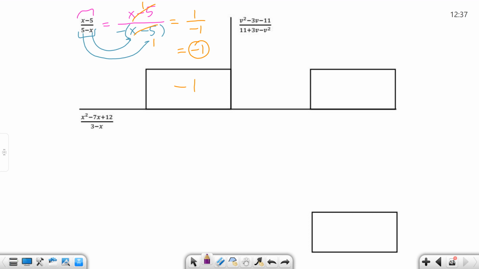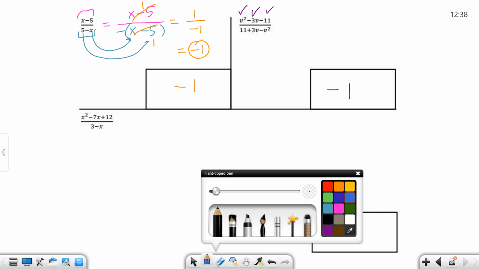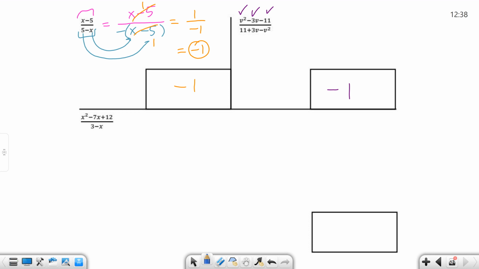It's negative 1. So here, rather than try to factor a negative out like we did here because the highest power is negative, what kind of v squared is this? Positive, negative. Did it change? Yep. Negative 3v to positive 3v. Did it change? Yep. Negative 11 to positive 11. Did it change? Yep. If every sign changes, y'all, if one of those signs didn't change, this wouldn't work. But they all changed, so the answer is simply negative 1.